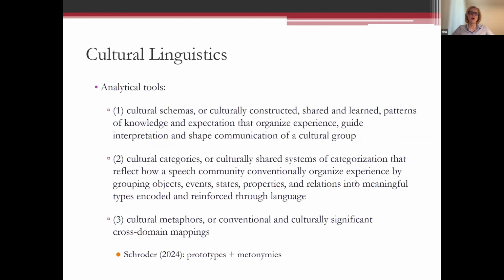The analytical tools of cultural linguistics are cultural schemas, cultural categories, and cultural metaphors. Professor Schroeder also adds cultural prototypes and cultural metonymies as analytical tools of cultural linguistics. I would like to focus on cultural metaphors, or conventional and culturally significant cross-domain mappings that can be used to analyze specific lingua-cultures.